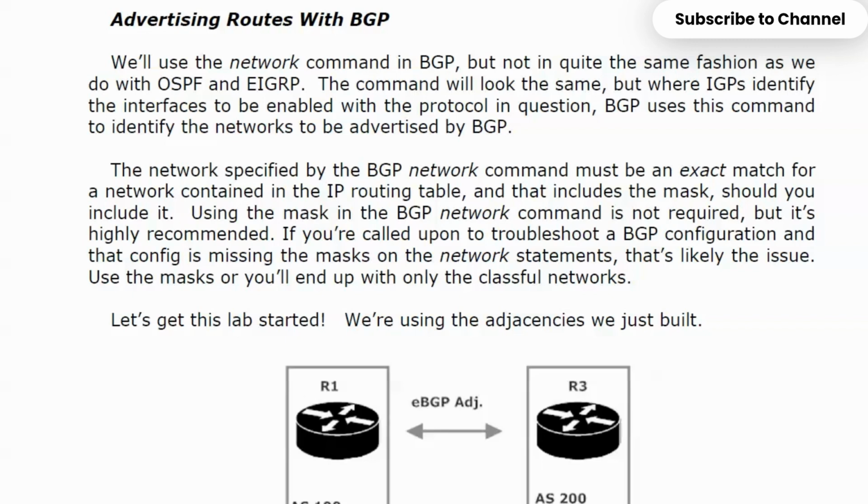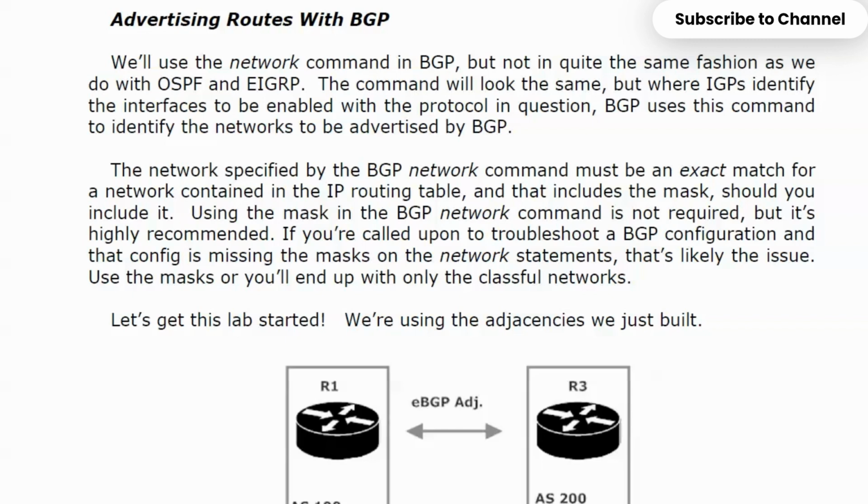advertised by BGP. Now, the network specified by the BGP network command has to be an exact match for a network contained in the IP routing table, and that includes the mask, should you include it. Because using the mask in the BGP network command, it's not required. It is highly recommended though. If you're called upon to troubleshoot a BGP config, even if it's yours, and that config is missing the masks on the network statements, that's the first thing I would check out. That is very likely the issue. You've got to use the mask or you'll end up only with the classful networks, or you'll end up with no networks at all. And I have a feeling we're going to see that live as well.